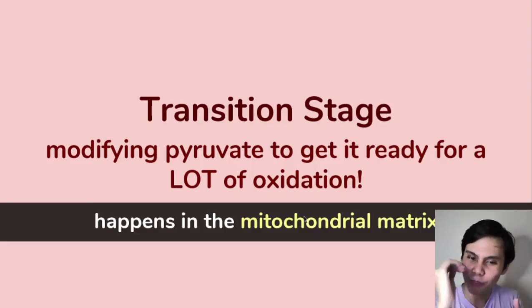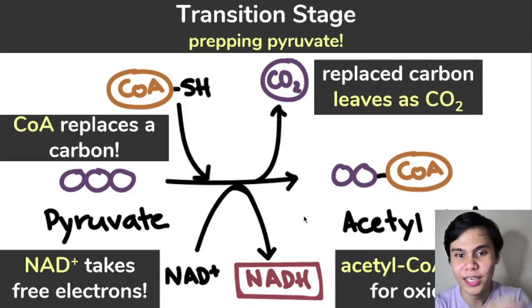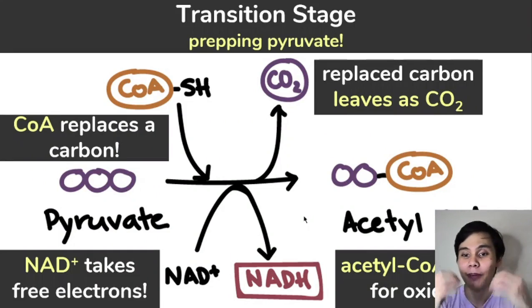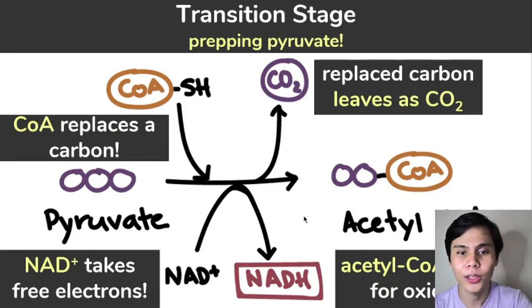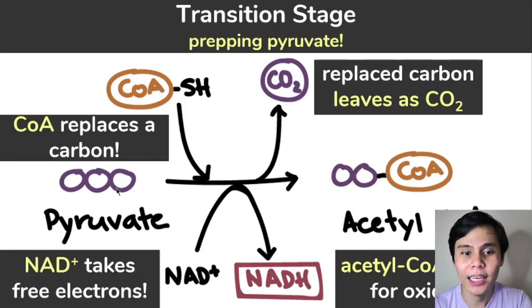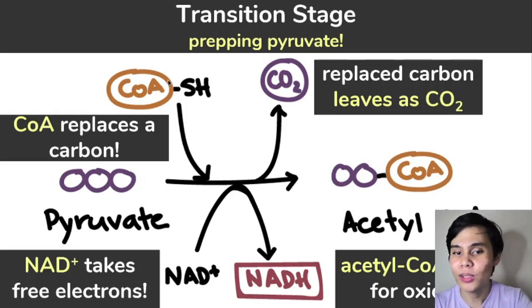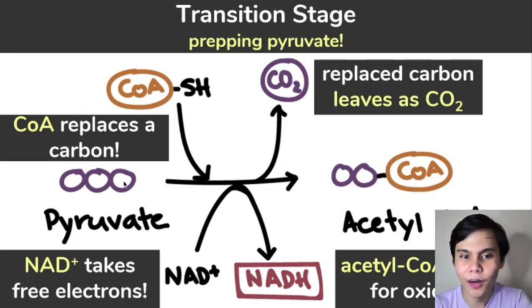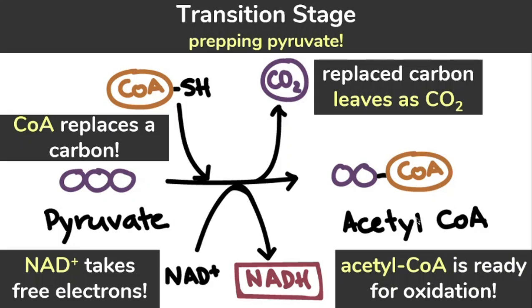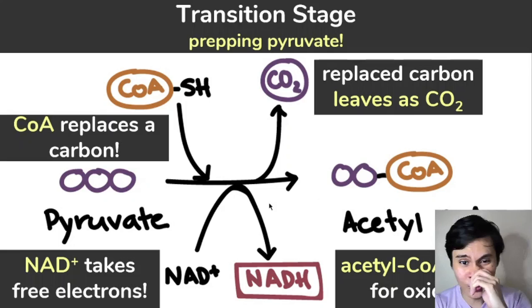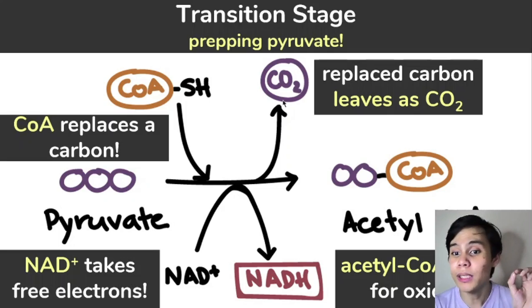So in order to do that, we need to prep it, and we do this through the transition stage. So this is what happens. It happens in the mitochondrial matrix, the fluid of the mitochondria. Basically, you have pyruvate here, and it gets processed by what we call CoA. So just remember that this CoA attaches to the pyruvate, but shoves off the carbon dioxide. So we use one of the blue circles here, and we attach CoA in order to make what we call acetyl CoA.